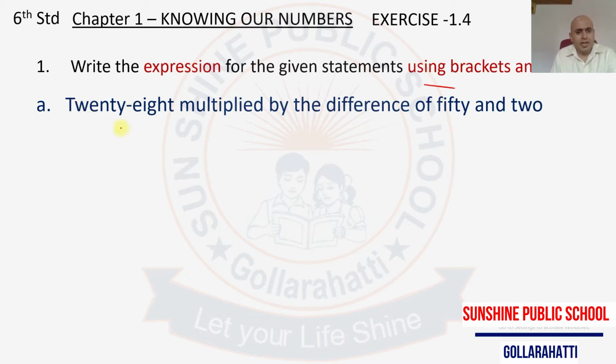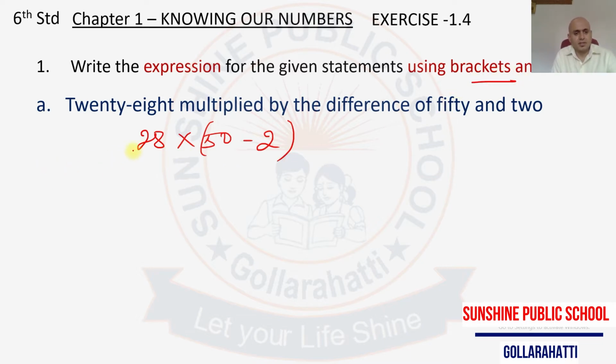First is 28 multiplied by the difference of 50 and 2. So 28 is multiplied by the difference, that means subtraction of 50 and 2. This is the expression, that is 28 into 50 minus 2. So you have to convert this statement into an expression using brackets.